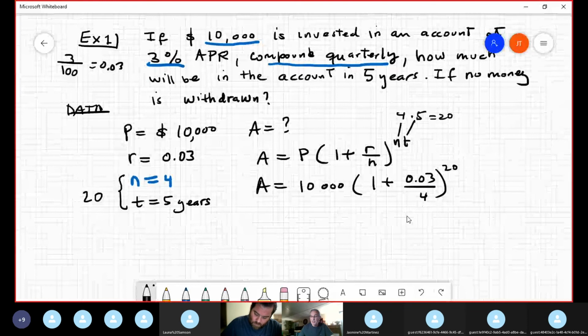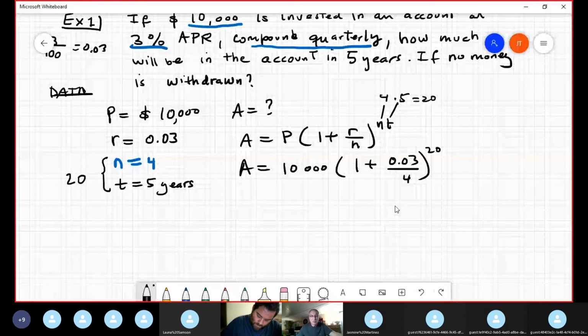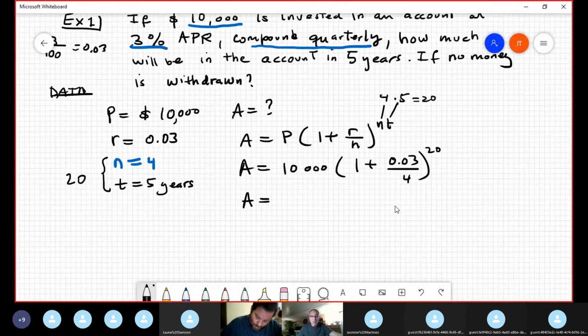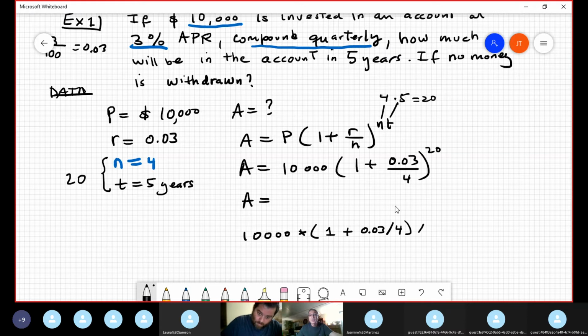Be careful. It's important that you try, guys, to put it in your own calculator. So how do you put it in the calculator? You put 10,000 first, multiplication, open the parentheses. I suppose that your calculator has parentheses. 1 plus 0.03 divided by 4, raised to the 20 power. And press enter. Tell me, what's the answer?